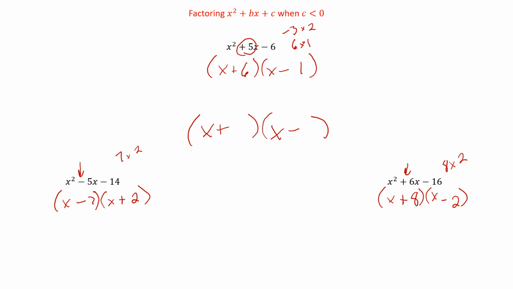I find it easier, as you see, to put the numbers in. So I had an x and an 8, and an x and a negative 2, and then I figured out which one was positive and which one was negative, based on that middle sign.